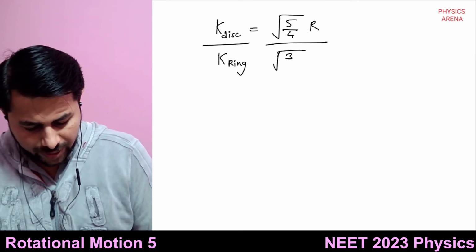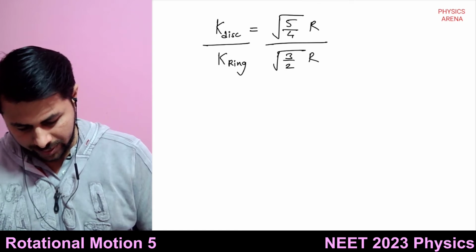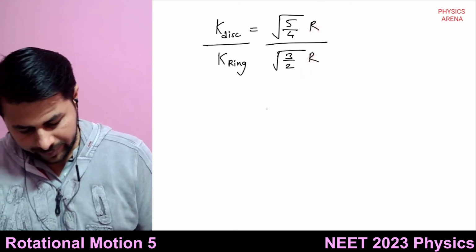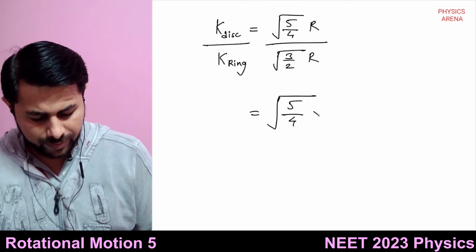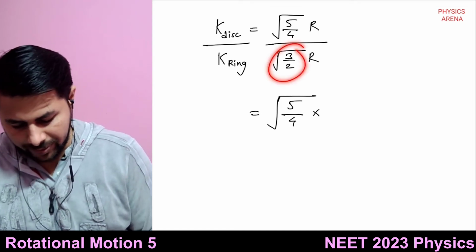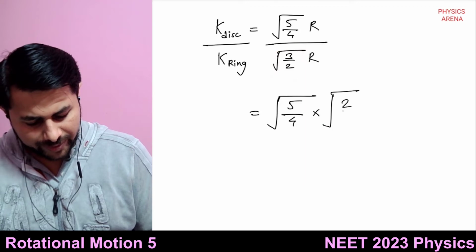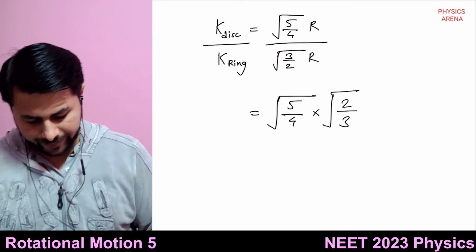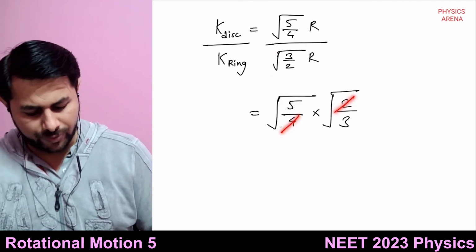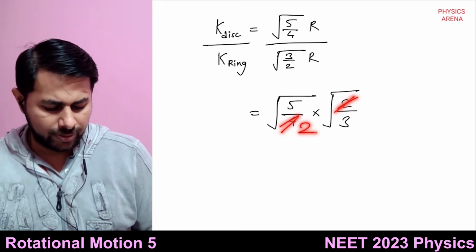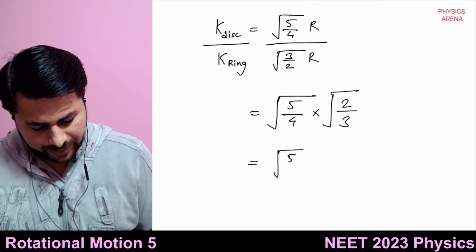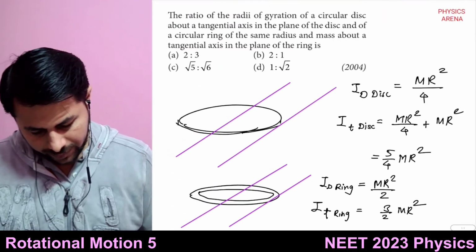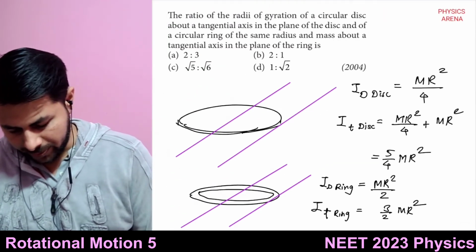So this is square root of 3 by 2 r. So this r and r gets cancelled. So it is 5 by 4, and dividing by this is equal to multiplied by its reciprocal. So it is 2 by 3. So this thing, okay, 4 divided by 2 is 2. So 2 times 3 is 6. So it should be square root of 5 by 6. Okay. So option C is the answer.